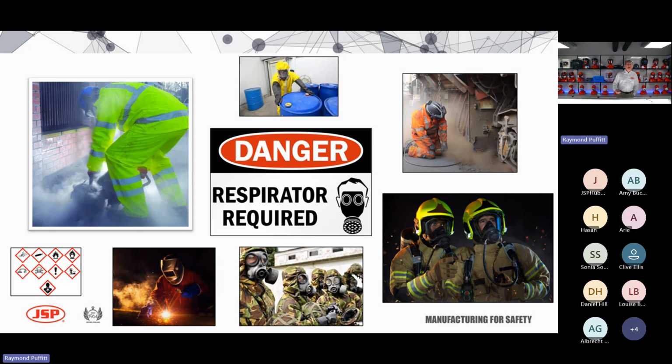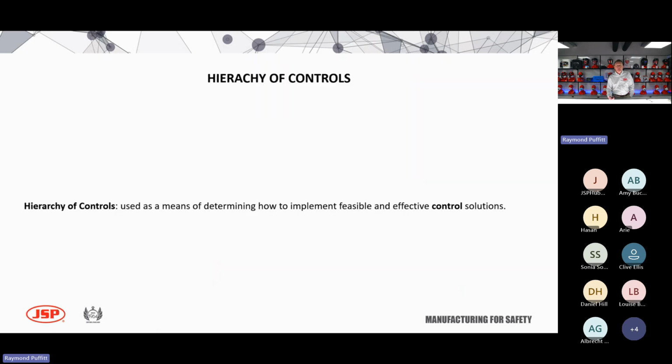We all know that RPE, respiratory protection, is the last line of defense. And yet I find it incredible that a lot of people put this at the top of their tree when really it shouldn't be. If we don't need PPE or RPE, well, let's find other processes and ways around not using PPE. And what I want to remind you of, before I go any deeper on a deep dive, is the hierarchy of controls to implement an effective solution.